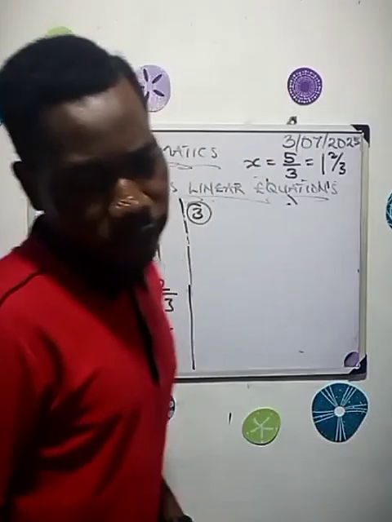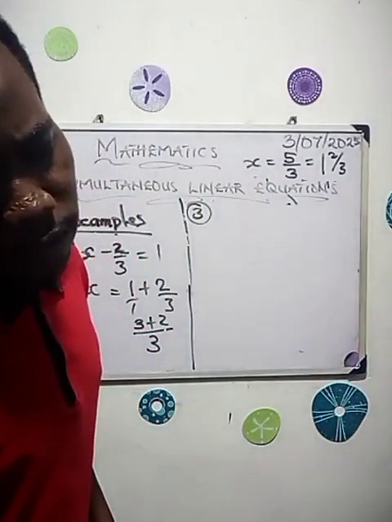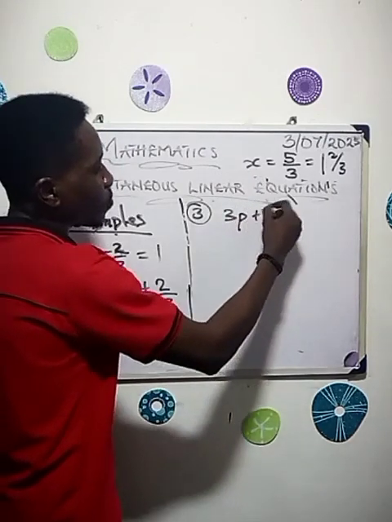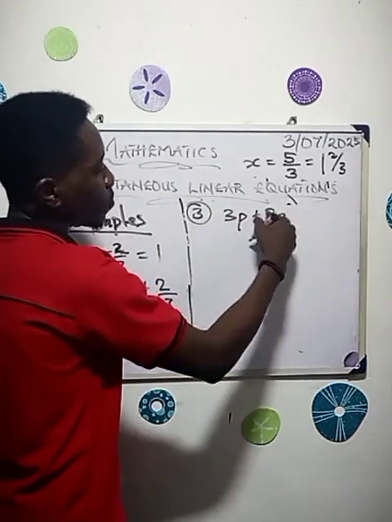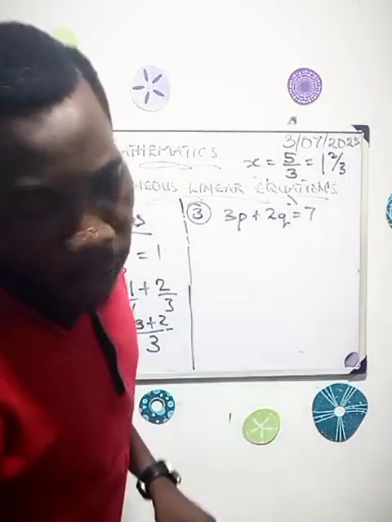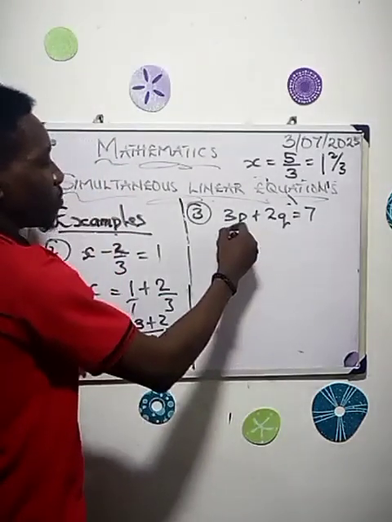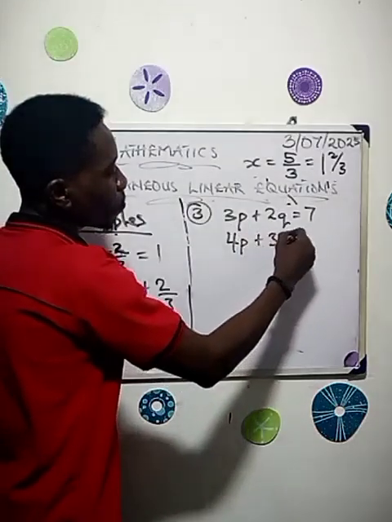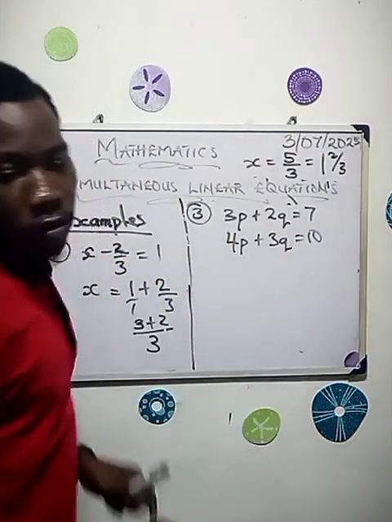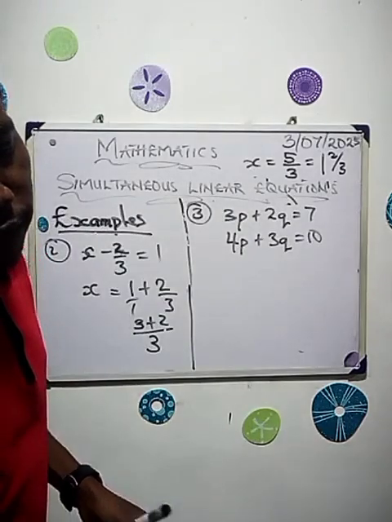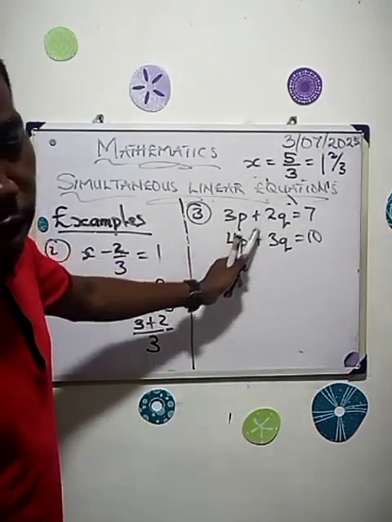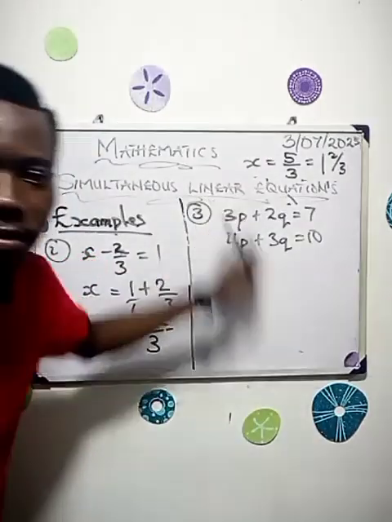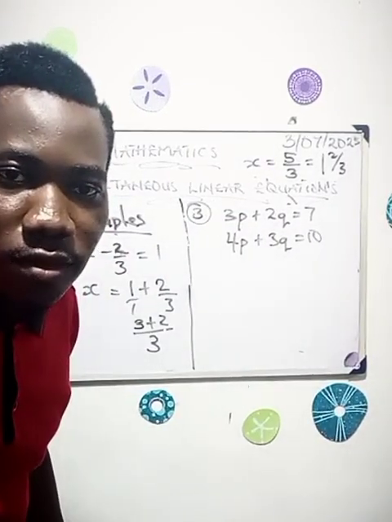Okay, we have 3p plus 2q equals 7. Then we have 4p plus 3q equals 10. Okay, so those are the two equations that we have: 3p plus 2q equals 7 and 4p plus 3q equals 10.